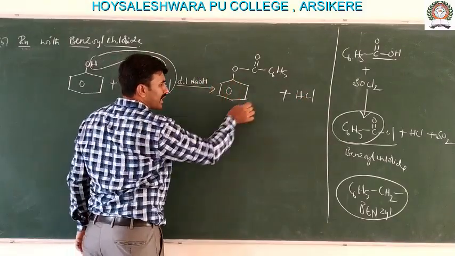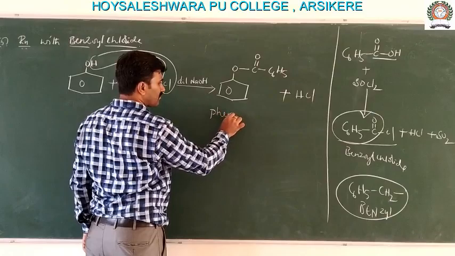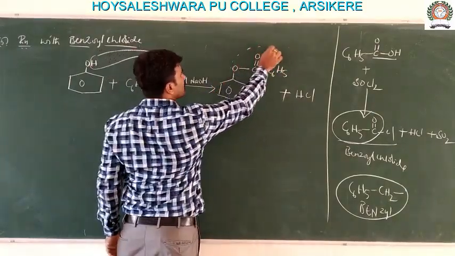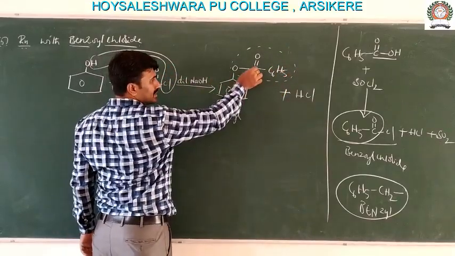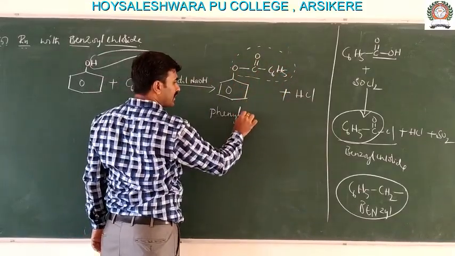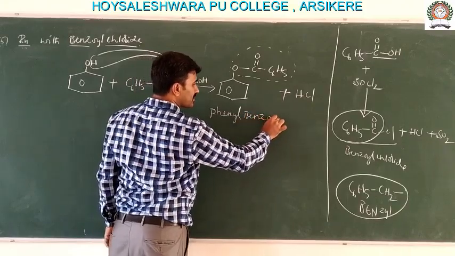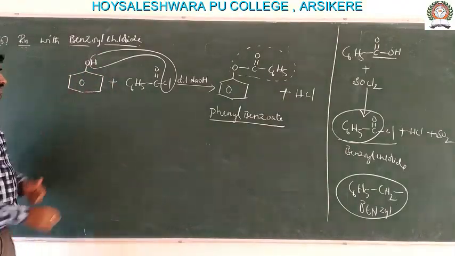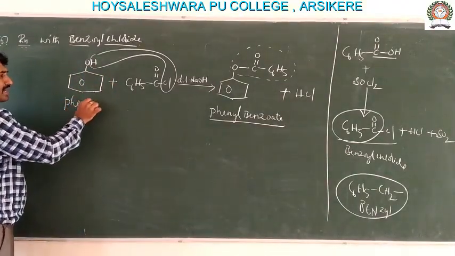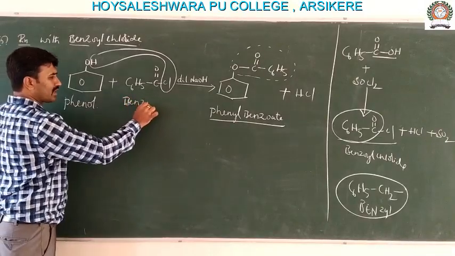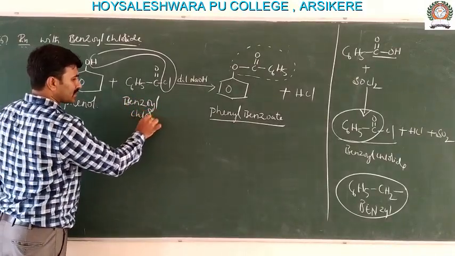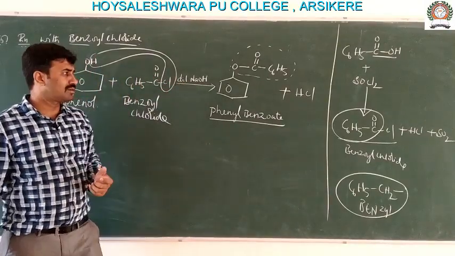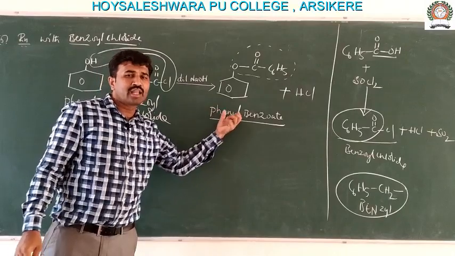This is phenyl group and this group is the ester functional group, therefore it is benzoate, phenyl benzoate. That is, phenol upon reacting with benzyl chloride in presence of sodium hydroxide solution forms phenyl benzoate.